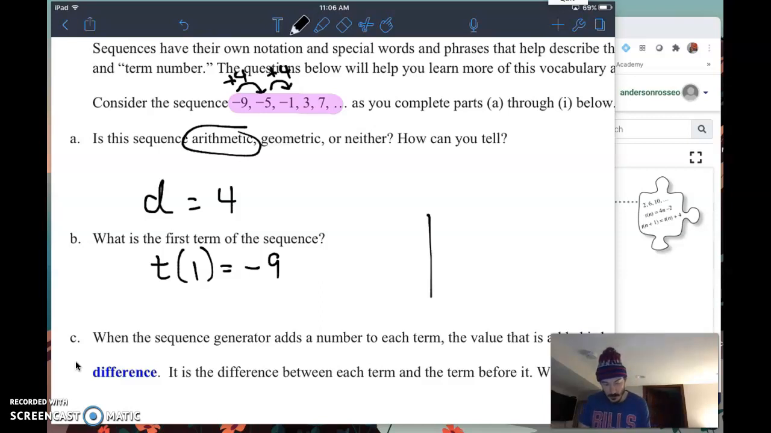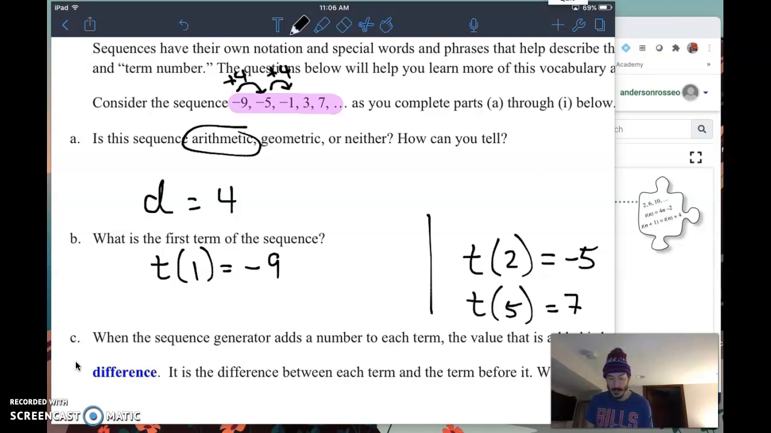It's not necessarily related to part B, but if I wanted to tell everyone what the second term of the sequence is, I do that. And then I could say, hey, that's -5, I'm sorry. I could then go on. I could skip a couple. I could say the fifth term is 7, and I could keep going, right?